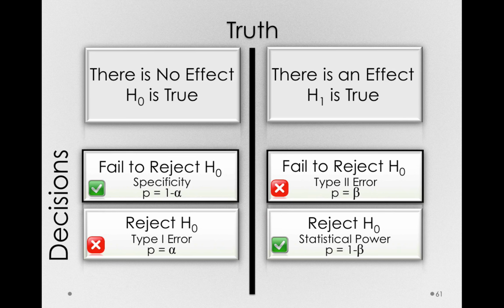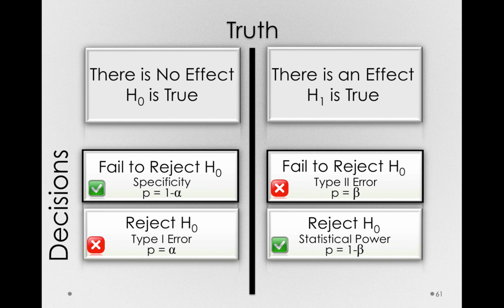So when we fail to reject the null hypothesis, remember that is a very weak decision. It doesn't let us say that the null is true, certainly doesn't let us say that we've proved the null, and it doesn't really even give us much information. It's simply an indeterminate decision. So far, we haven't collected enough evidence to reject the null. We've simply failed to reject it.